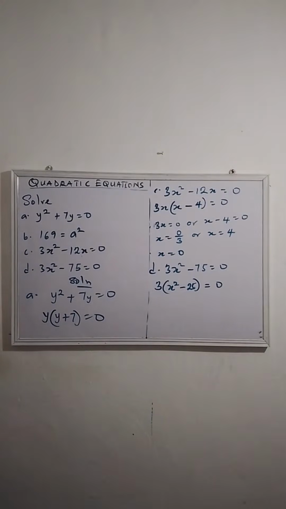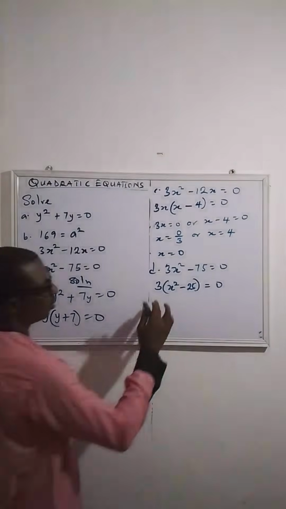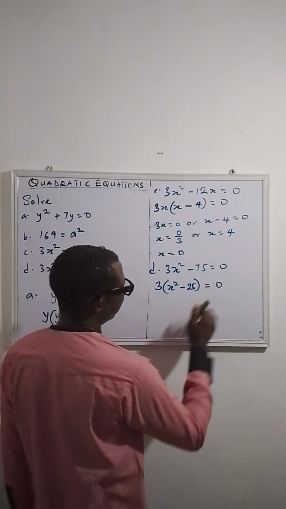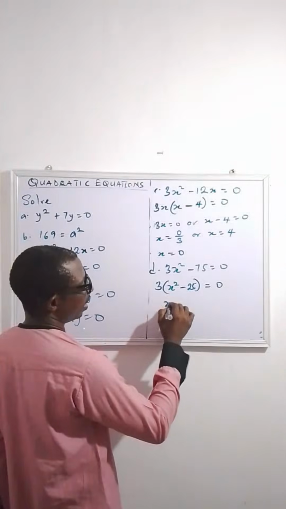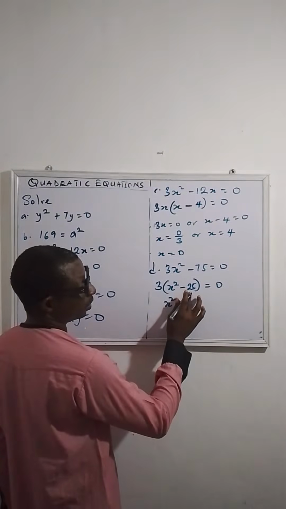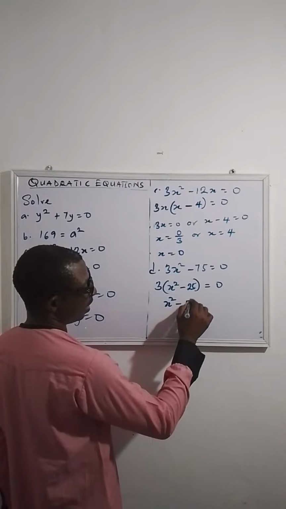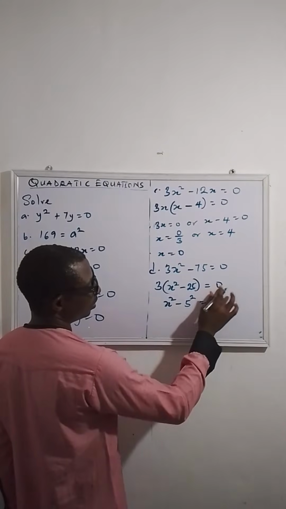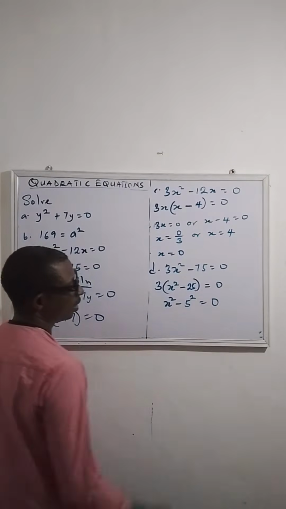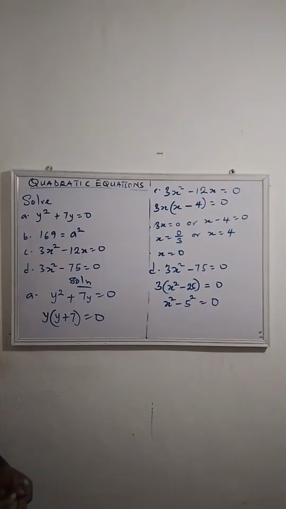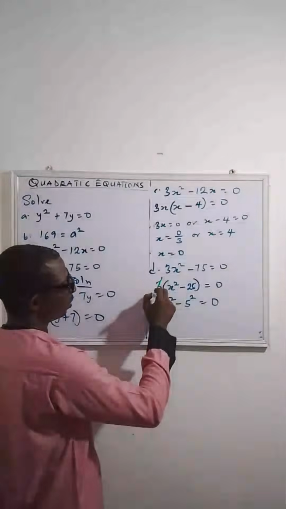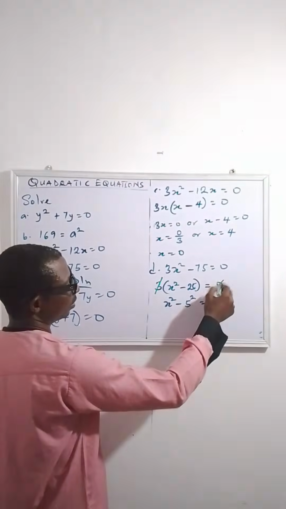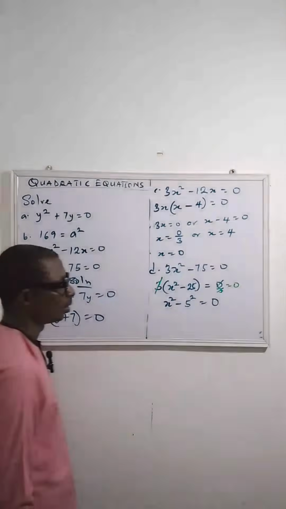Now from here, I can divide both sides by 3. If I divide this by 3, I have x squared minus 25. 25 is the same as 5 squared, right? Equals 0 divided by 3, that's 0. I hope you get that. You divide both sides by 3, so 3 goes here, and this divided by 3, we have 0.